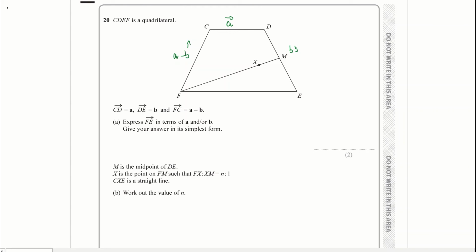Express F to E in the form a and or b. So basically what I'm trying to do here is I'm getting the distance, or how far it is from F all the way around to E. So I'm starting at F, I'm coming up to C, over to D, down to M, and continuing on to E. So I'm just going to add them together in one expression. So a minus b for F to C. Then I'm going C to D, which is plus a. Then from D to E, so plus b. I can then group them. So a plus a is 2a, minus b plus b is 0b. So I can have my answer as 2a plus 0b or just 2a.